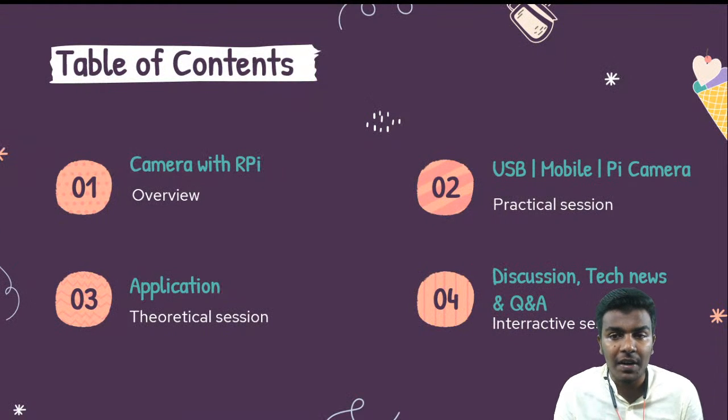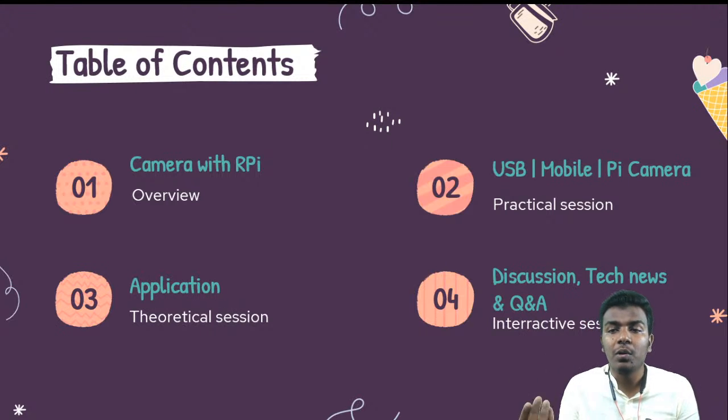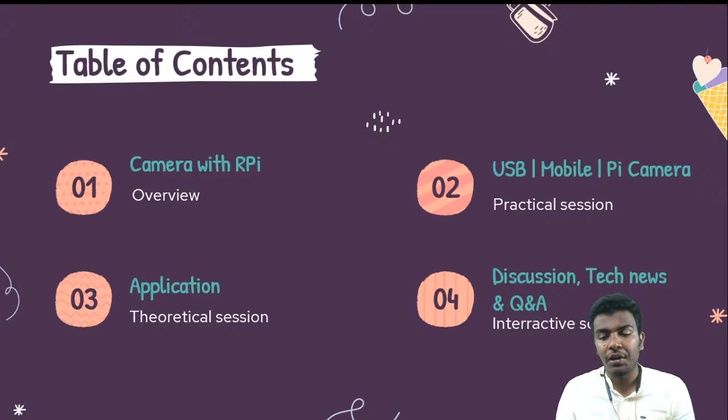So, the table of contents. First of all, we are going to see cameras with Raspberry Pi: what cameras are available and which cameras you can use based on your application. Then we are going to work on the mobile camera interface with the Raspberry Pi, and finally a little bit of application. Of course, we are also going to have the discussion, tech news, and then Q&A.